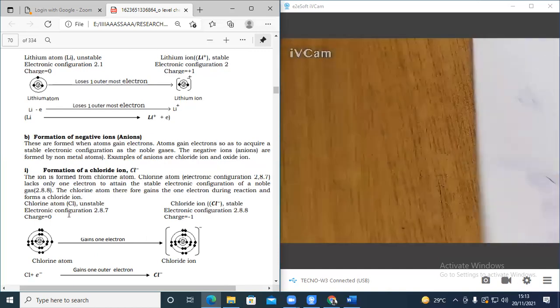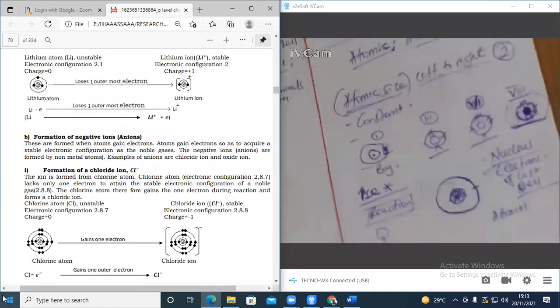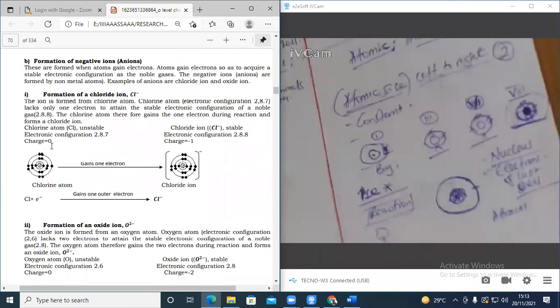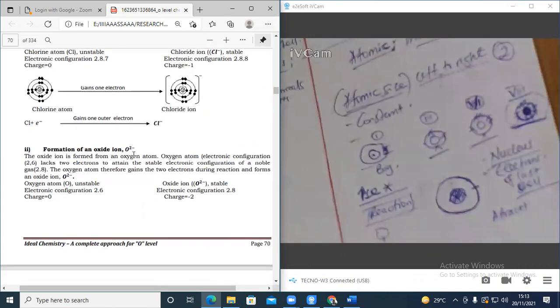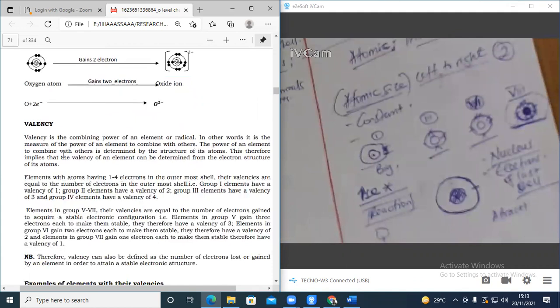So in simple terms, this is what they do. This is what they do here. If this is chlorine, it gains an electron to become a chloride ion. So this one is the representation of that. Oxide loses 2, so you must show us that it loses the 2 electrons. So that is in simple terms.